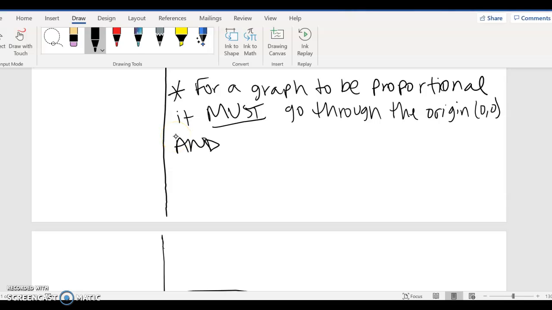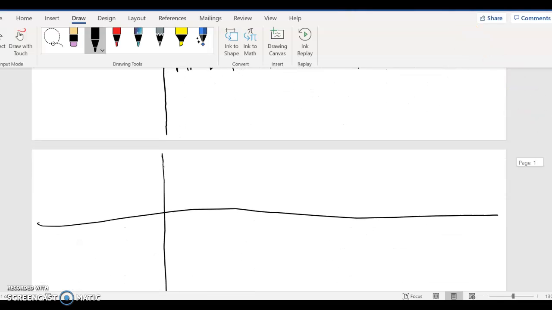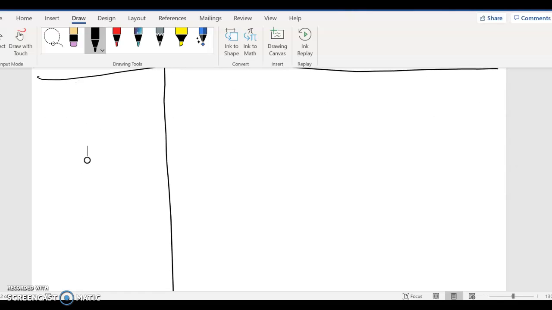And it has to form a straight line. Both of those things must be true, otherwise it is not proportional. If I give you a graph, you should be able to look at it and within seconds tell me whether it's proportional or not. If it's touching 0, 0 and it's a straight line, it's proportional. If either one of those things is not true, it's not proportional. Okay? So I'm going to go to my next page because I ran out of room.